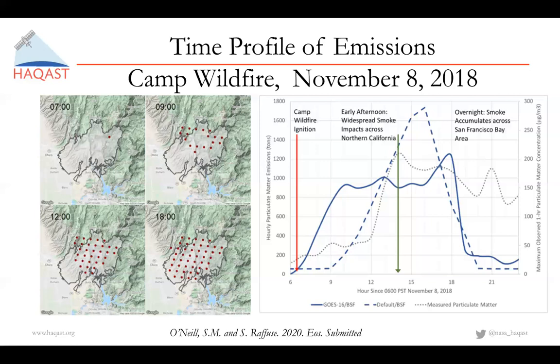So the dark blue line here is the diurnal profile that we could derive using the GOES-16 fire detections as they advanced across the landscape. So with this, by noon, we were able to capture the large-scale emissions that were happening, and this translated directly into smoke across Northern California.